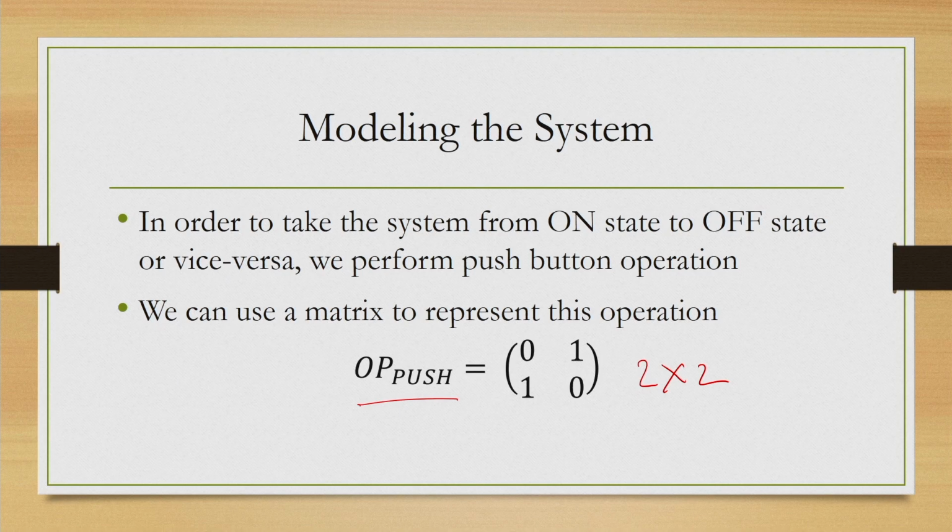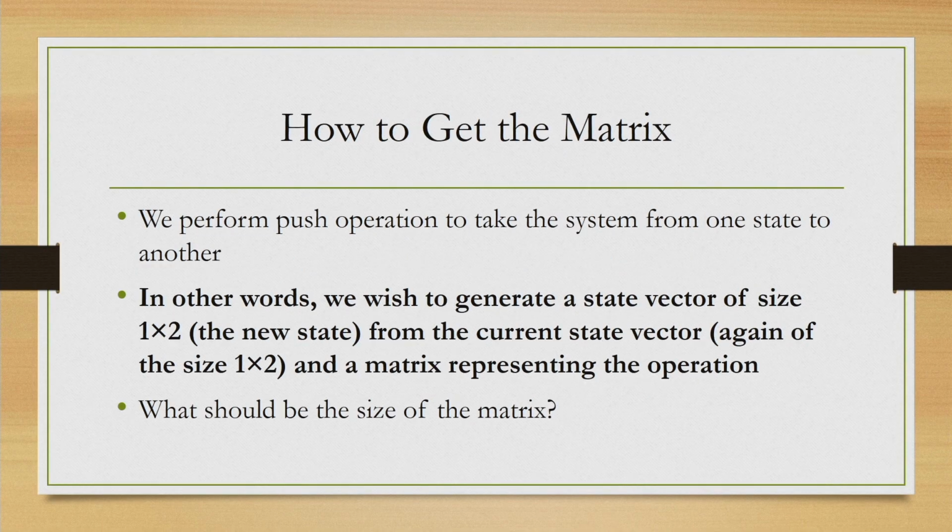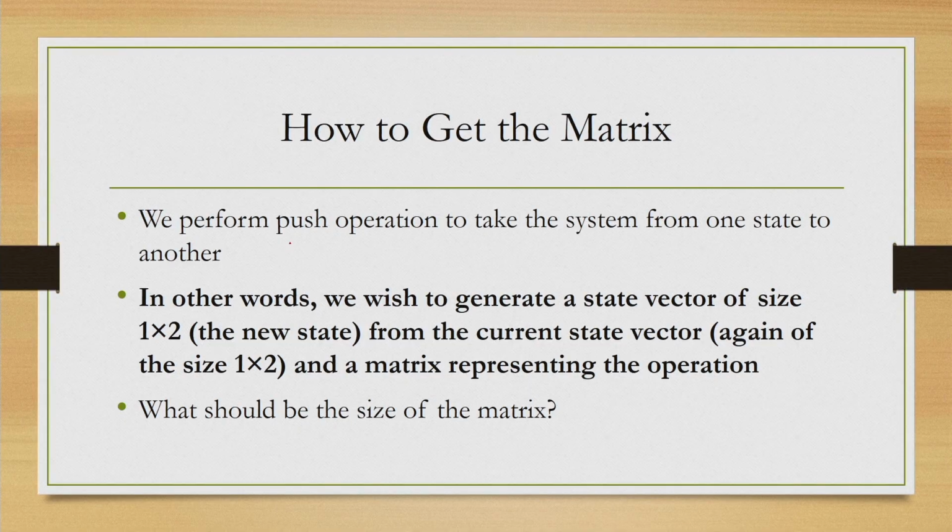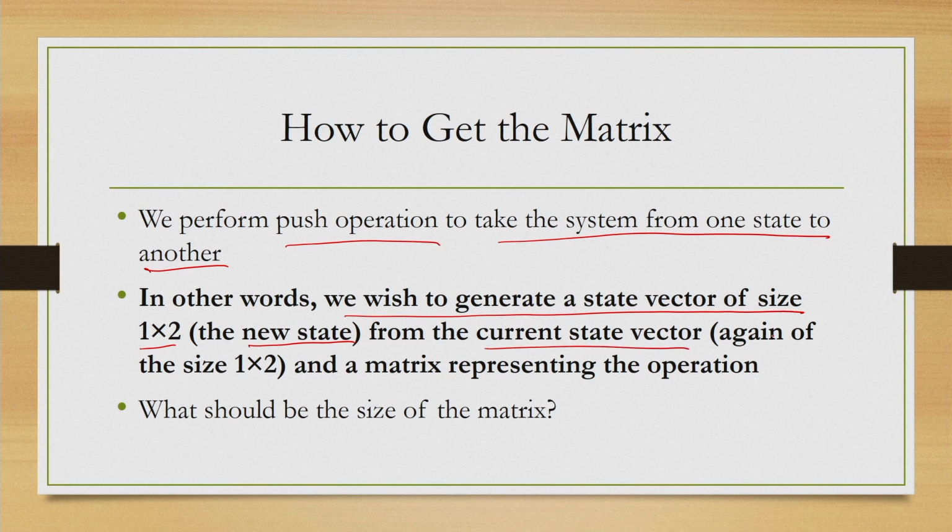Now, how we got this matrix, that requires some clarification. So, let us go to the basics. What do we want? We want to perform the push operation to take the system from one state to another. This is same as saying that we wish to generate a state vector of size 1 by 2, the new state, from the current state vector, which is again of the size 1 by 2, and a matrix representing the operation.